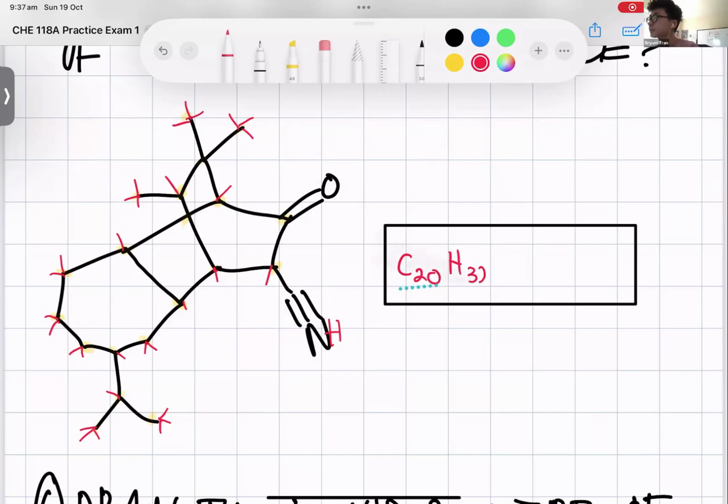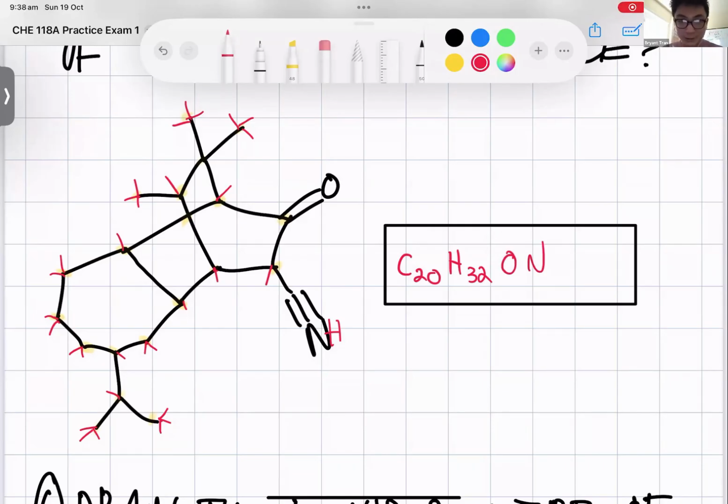Okay. Let's see. I think that should be it. C20, H32. And then I just do 1 N. Or is it O first? I think it would be O-N. Usually I see O-N. Am I missing a hydrogen?